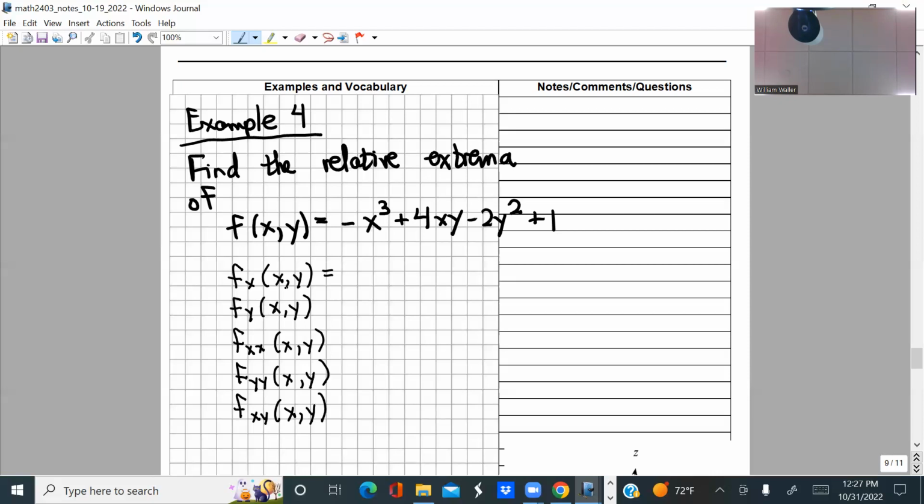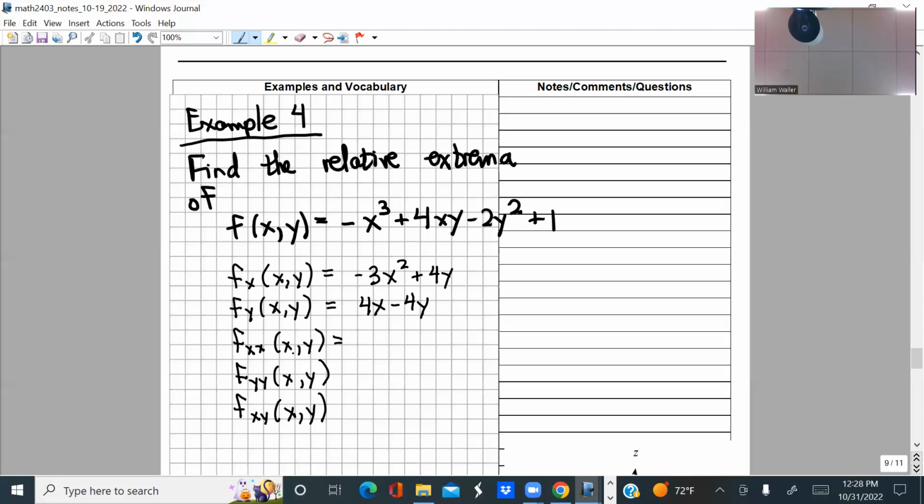So what's the partial with respect to x? Minus 3x squared plus 4y, and that's it? Yeah, because these two terms with respect to x are constant, right? All right, so that's nice. What about with respect to y? 4x minus 4y? Just the derivative of this term, minus 4y, and then the derivative of that term, of course, is 0, right? So you get 4x minus 4y.